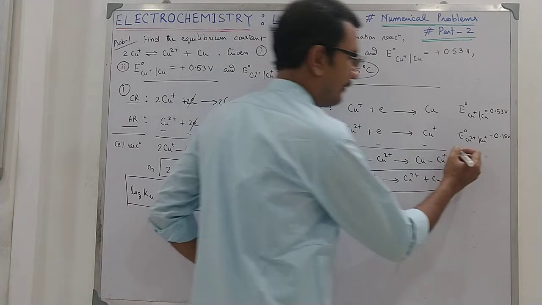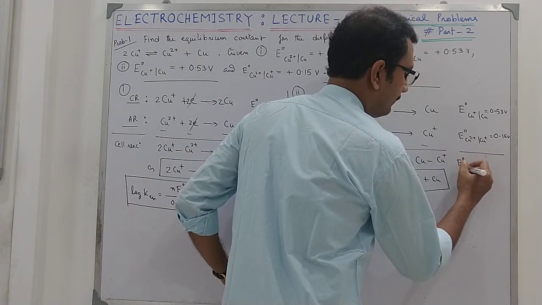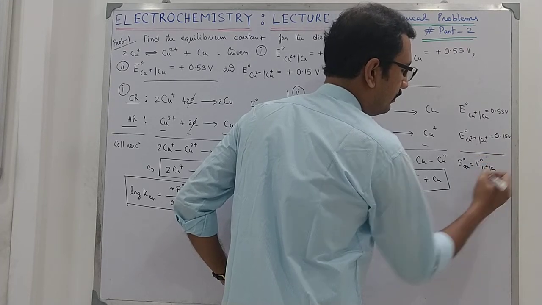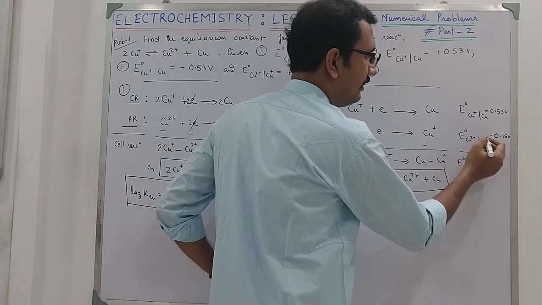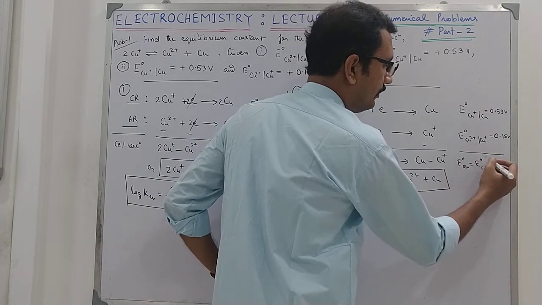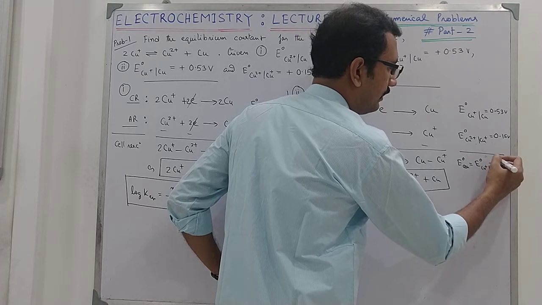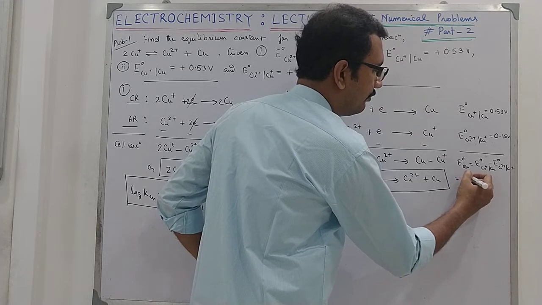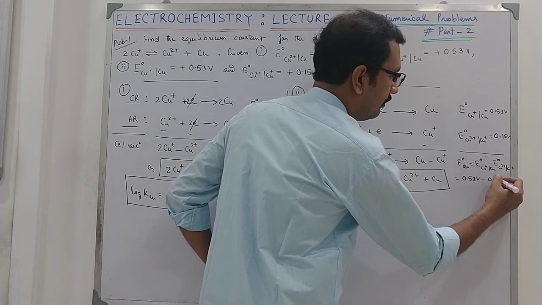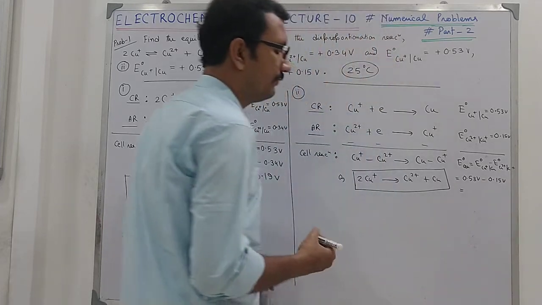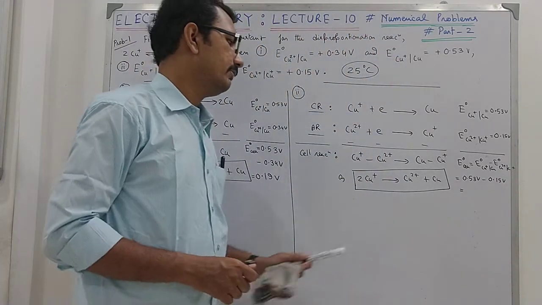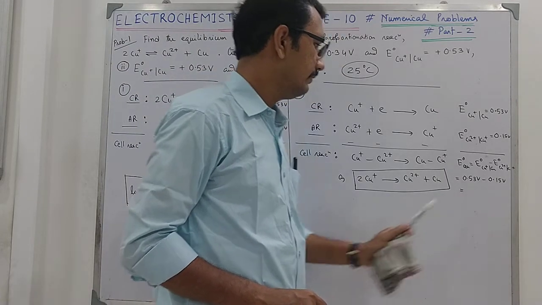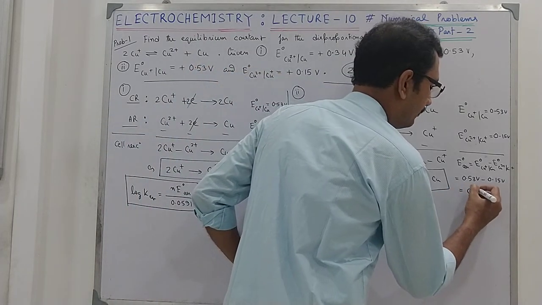Now here also the E0 cell will be obtained when we subtract E0 Cu2+/Cu+ from E0 Cu+/Cu. So it is minus E0 Cu2+/Cu+. Now you put here 0.53 volt minus 0.15 volt. Let us find out the difference. So this is 0.38 volt.